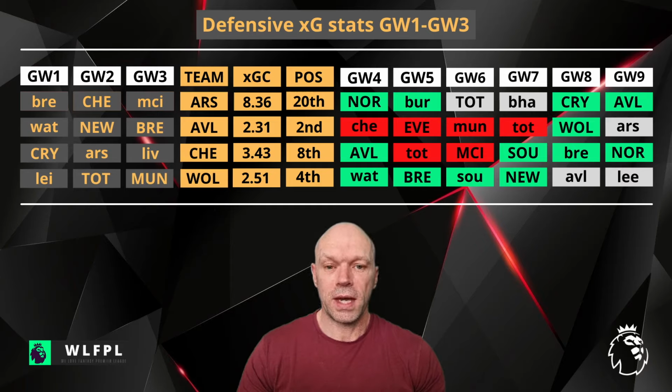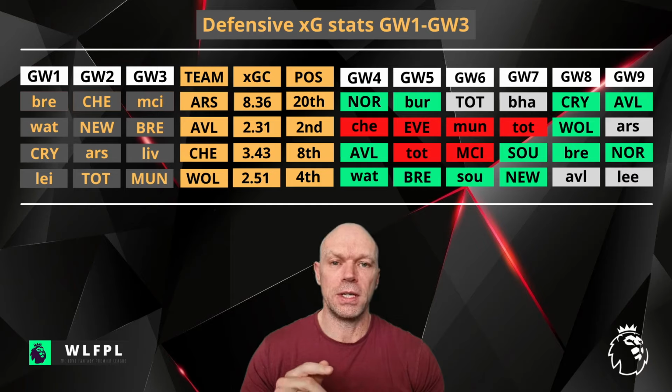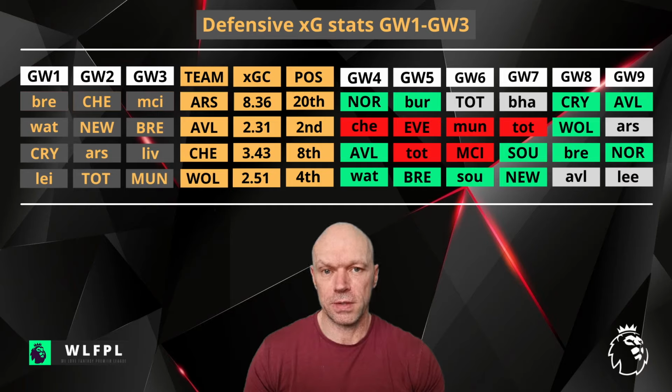So what we can take from that is that yes, their expected goals conceded stat has been really bad, but you would expect an improvement on that because they've got players back from injury, they're back to full strength, and their fixtures have improved considerably. Yeah, so that's one example.